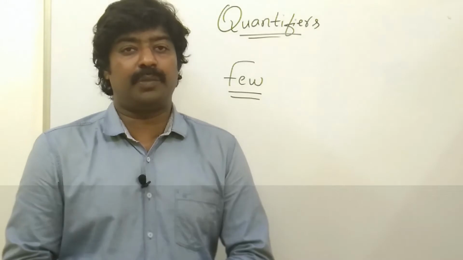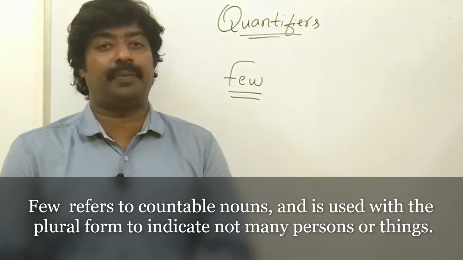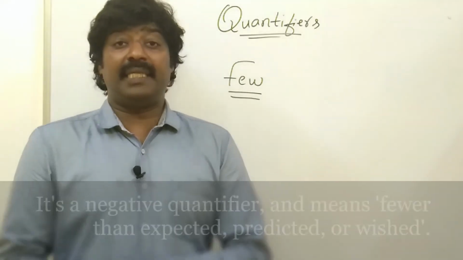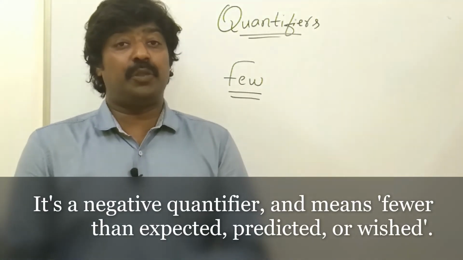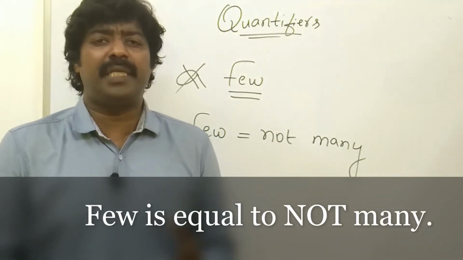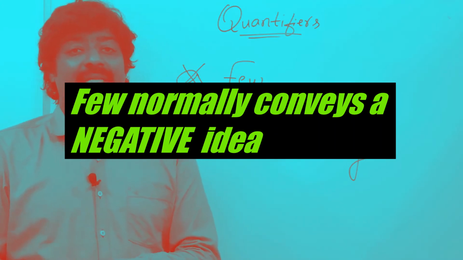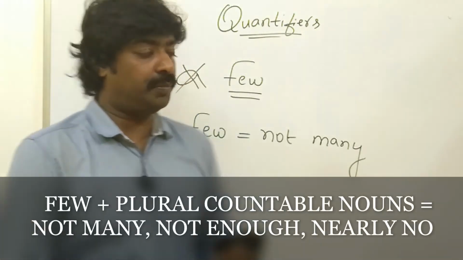Few refers to countable nouns and is used with plural form to indicate not many persons or things. It's a negative quantifier and means fewer than expected, predicted or wished. Few means virtually none or almost zero. Few normally conveys a negative idea. Few plus plural countable nouns.